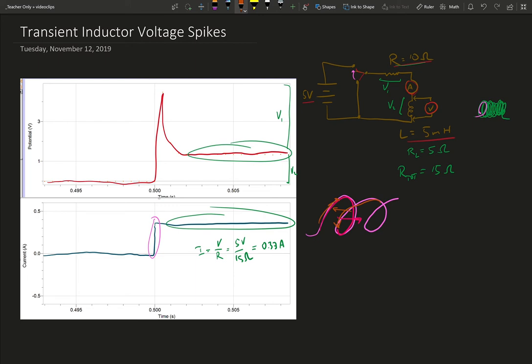It gets pretty complicated, and when you consider all of the loops, you get a whole bunch of induced currents that go back and forth between each one. The net effect of all of this is an induced voltage, the voltage spike that we observe. And the overall voltage spike, we have this relationship where the induced voltage, V induced, is equal to minus L times the change in current over the change in time.